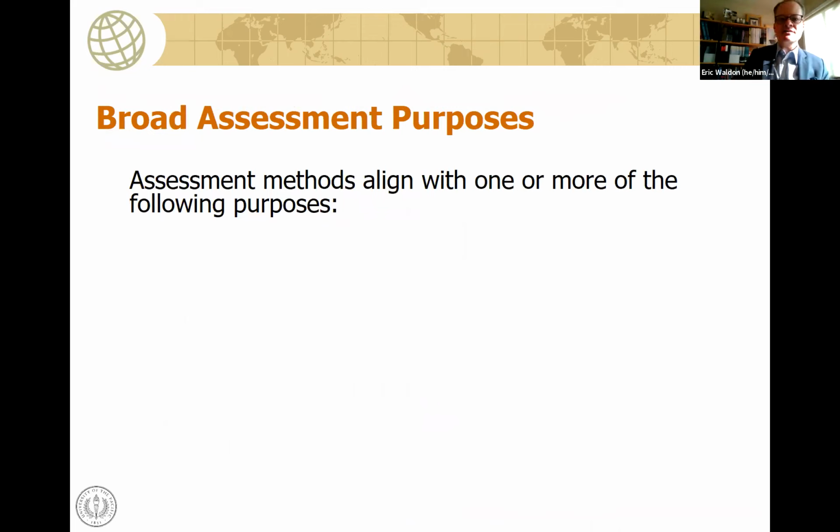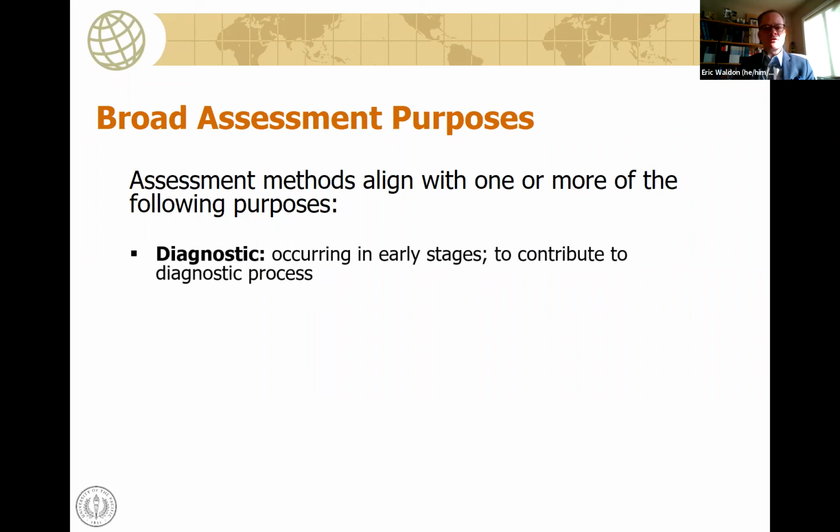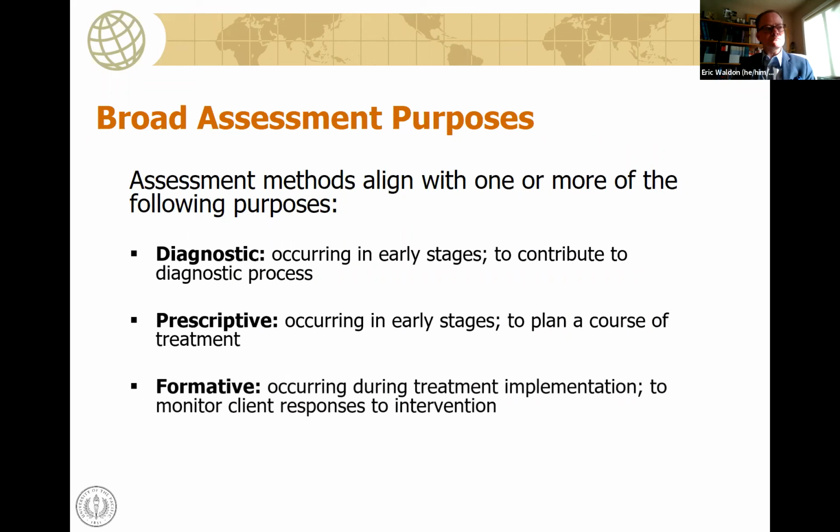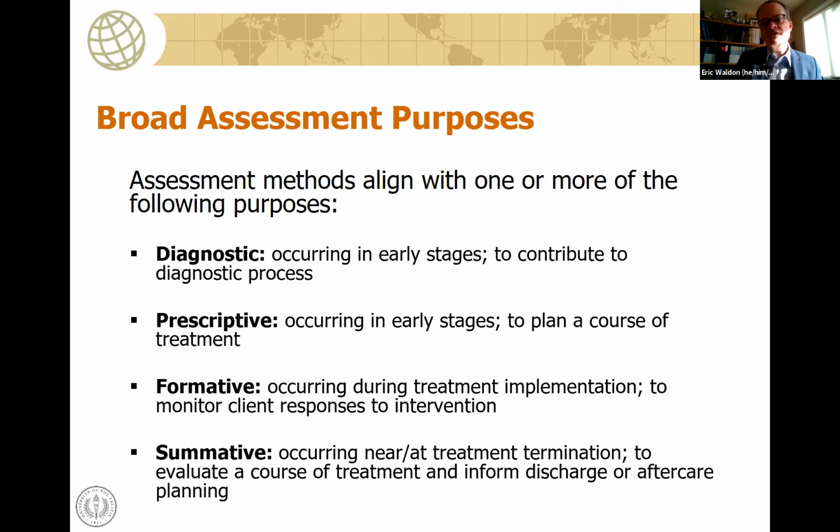Another way of thinking about assessment is, what is the purpose of assessment at different stages? So there are 4 of them. A first assessment purpose is diagnostic. And I know that there will be a discussion later this afternoon. I think Dr. McGee, Dr. Pfeiffer, and also Dr. Storm will be talking about diagnostic assessment.